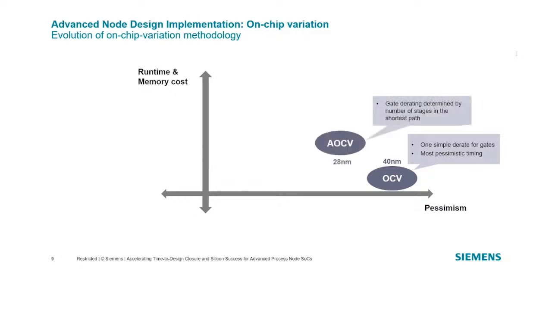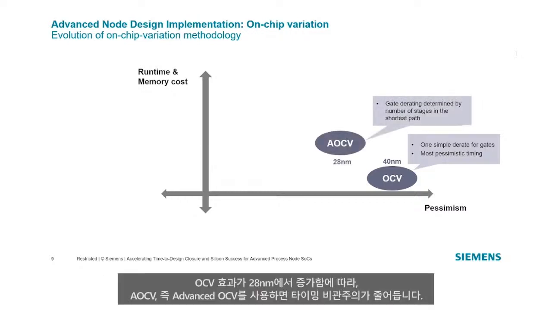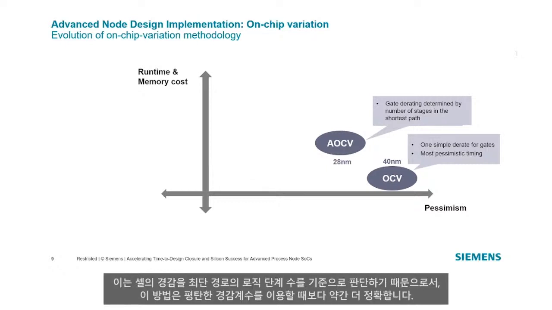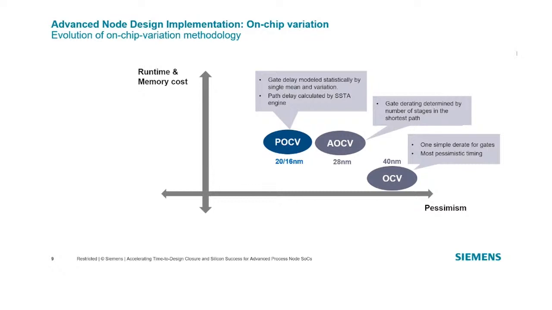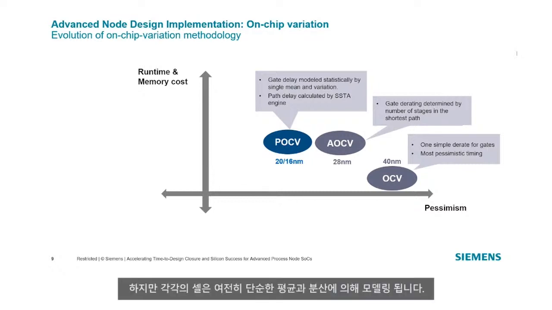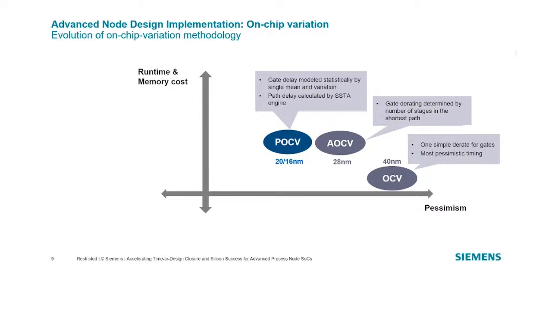However, because OCV effects at 65 or 40 nanometer are generally very mild, this still allows the design to pass timing. As OCV effects increase in 28 nanometers, using AOCV or advanced OCV reduces the timing pessimism by determining the cell's derate based on the number of logic stages in the shortest path, which is slightly more accurate than using a flat derate. POCV, or parametric OCV, increases the accuracy of OCV modeling by introducing a statistical mean and variance to model the variation of a cell. However, each cell is still modeled by a simple mean and variation.